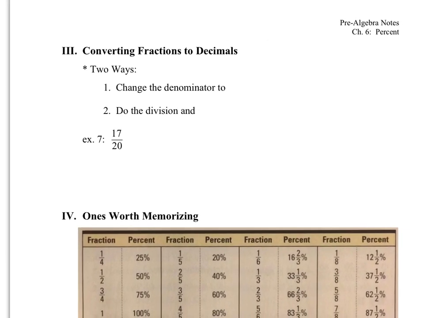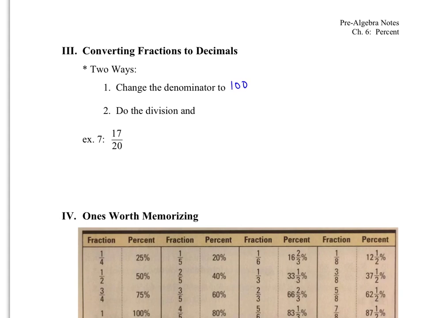So that was decimals and percents, back and forth. This next one is fractions to decimals. Okay? We have two ways of doing that. The first way is to change the denominator to 100. And then it's the hundredths, right? If you have however many hundredths you have.